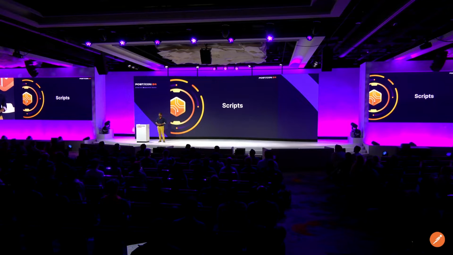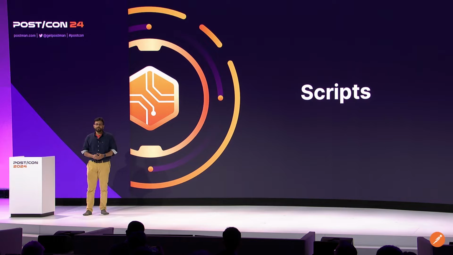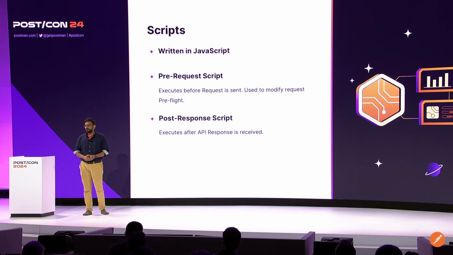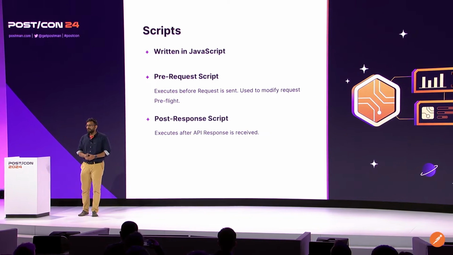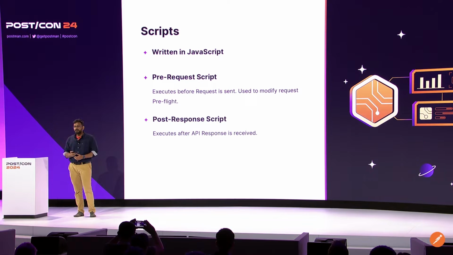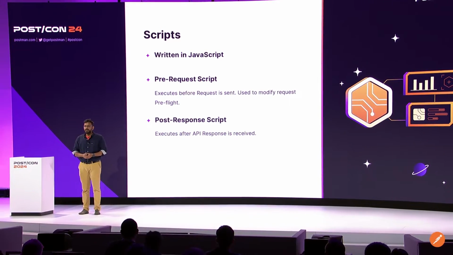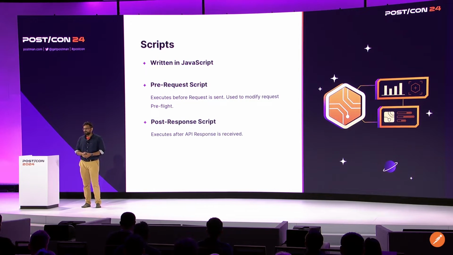Let's start with scripts. You can add dynamic behavior to your API requests and collections with scripts. Scripts are written in JavaScript. You can specify that scripts either run before running the request or after you receive the response. Pre-request scripts are run before sending the request, and post-response scripts are run after receiving the response.